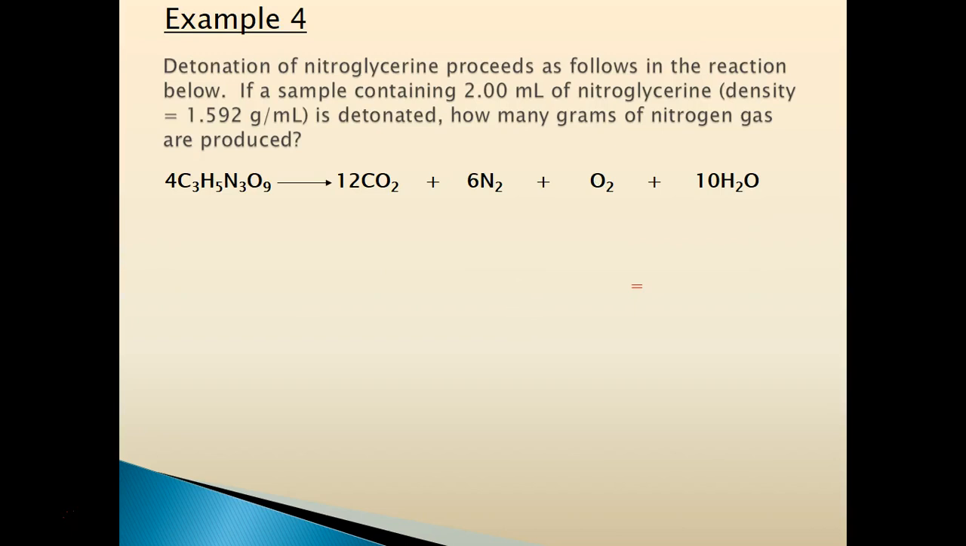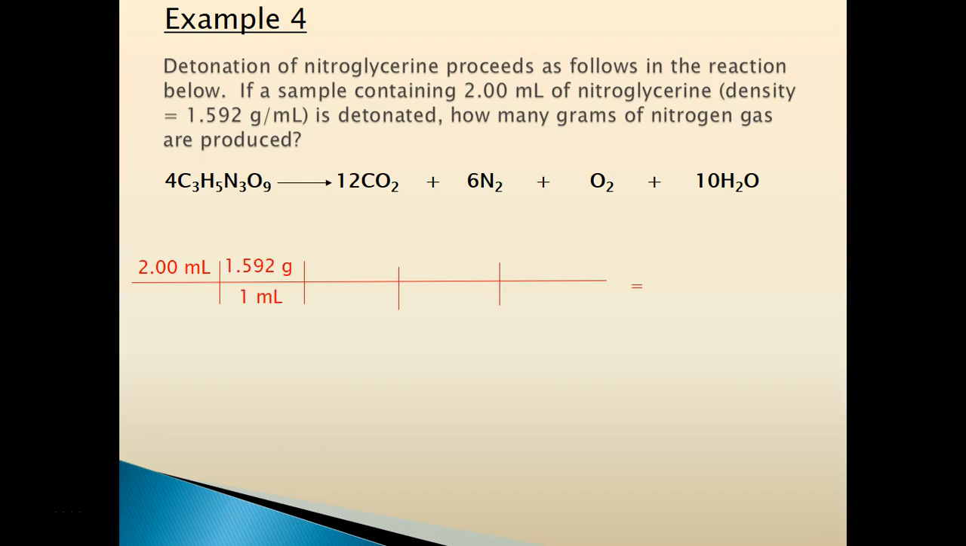Detonation of nitroglycerin proceeds as follows in the reaction below. If a sample containing 2 milliliters of nitroglycerin, which has a density of 1.592 grams per milliliter, is detonated, how many grams of nitrogen gas are produced? Okay, so we're given an amount of one substance, and we're asked how many grams of another substance will form. That's what you need to see to recognize the stoichiometry problem. So the first thing we're going to do is convert what we are given into moles. Well, I'm not given grams, but I am given volume and density. And I know if I multiply the volume times the density, I can get the mass.